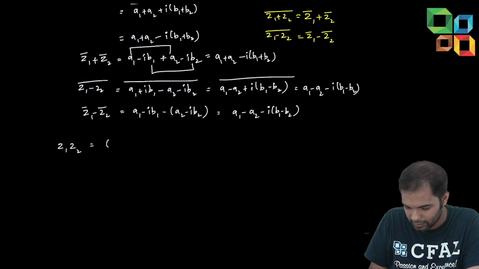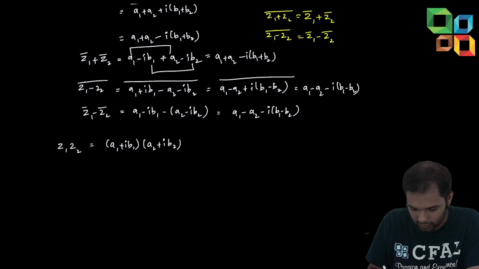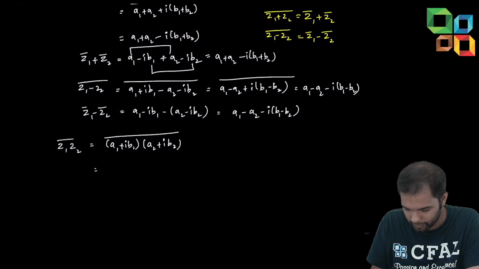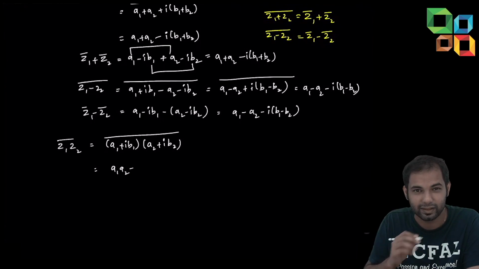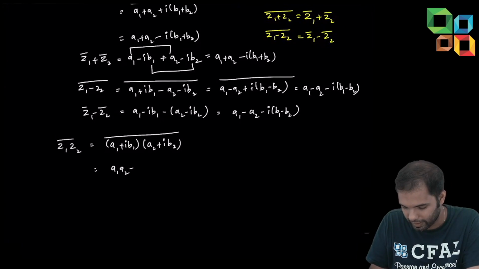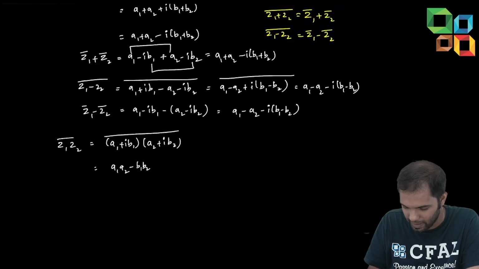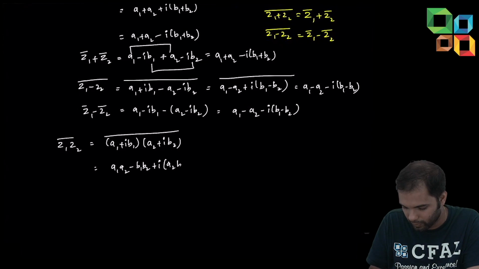So let us look at this: A1 plus iB1 into A2 plus iB2. After that, we'll try to take the conjugate of this. So what is the product? The product is A1 A2, I'll directly write instead of writing most steps, minus B1 B2, because i square is nothing but minus 1. Then the imaginary part, i, is with A2 B1 plus, again, there is one more i, which is A1 B2, right?